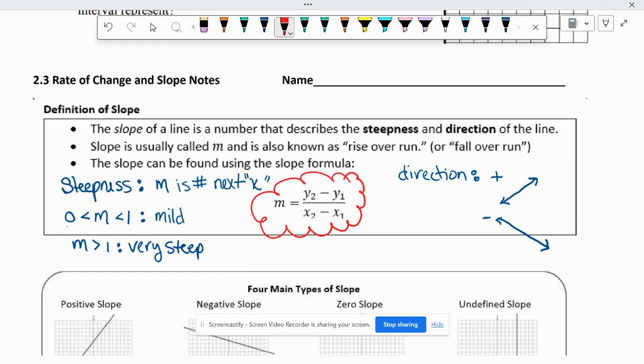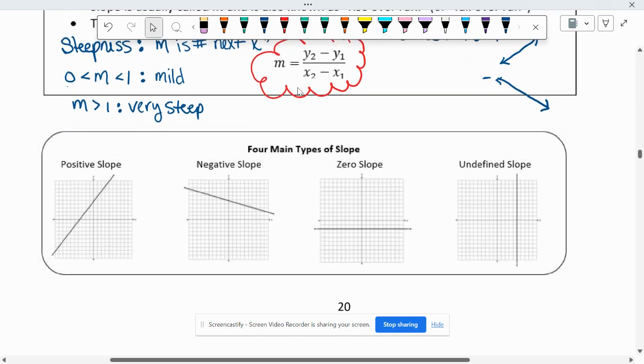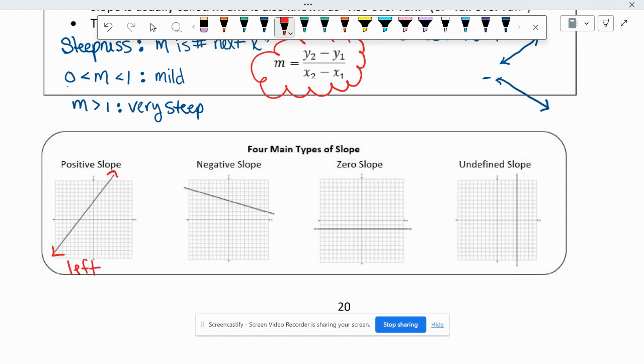All right. So let's go down to those graphs. Those graphs just show you what the slope looks like from the perspective of a coordinate grid. So positive slope, just like I said, as you read it from left to right, y is getting bigger. That's what positive slope means. It means that y is getting bigger.